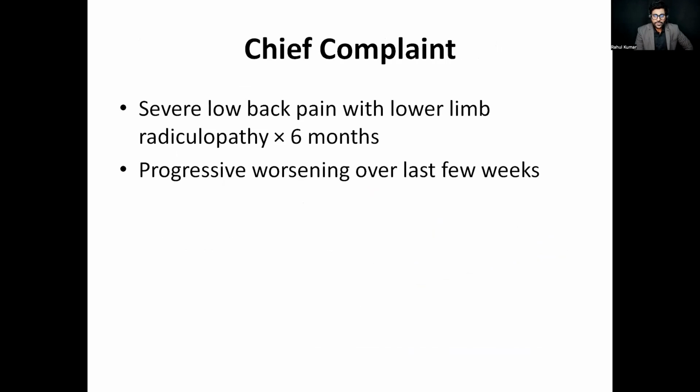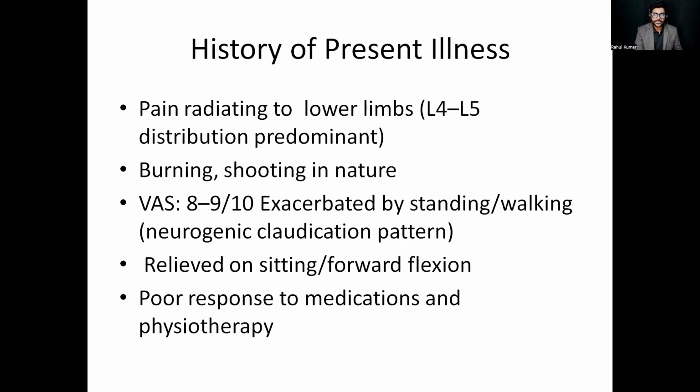She had presented with low back ache, with lower limb radiculopathy for 6 months plus, almost 8 months, in fact. And progressively, it was getting worse. And she also had claudication. She was walking for about 10 to 20 meters. She was getting pain, and the pain was lateralized, mostly radiating to the lower limbs. It was mostly to the left side. And visual analog scale, you get an 8 to 9, exacerbated by standing and a neurogenic claudication pattern mostly. And this was a very classical thing, that it got relieved on sitting and forward flexion. Now, this shows that there is some form of compression here, and poor response to medication and physiotherapy.